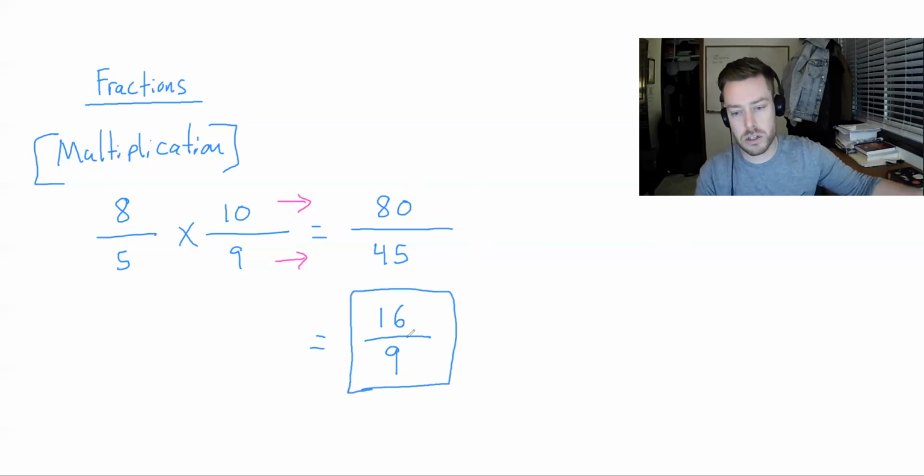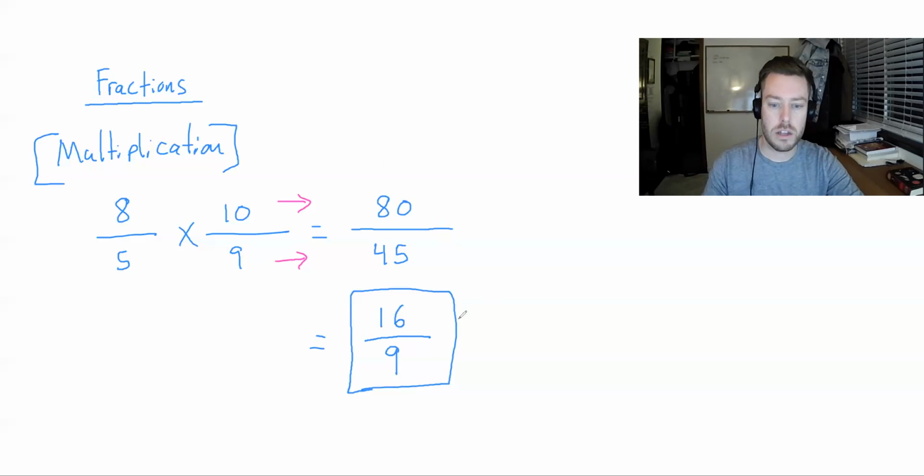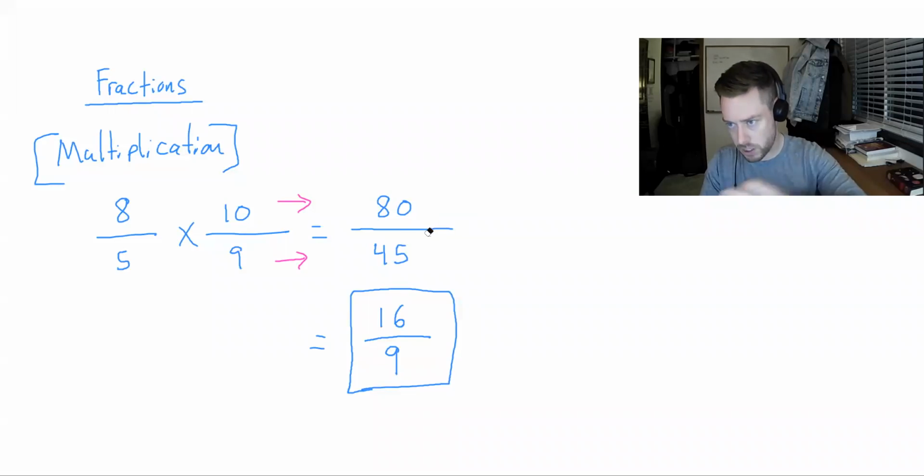If I wanted to change this into a decimal, I very much could. I would just need to do longhand division and divide this out, and I would get some number. It would be something like 1.7 something if I had to guess. Anyways, so this is multiplication of fractions. The easiest one, multiply straight across.